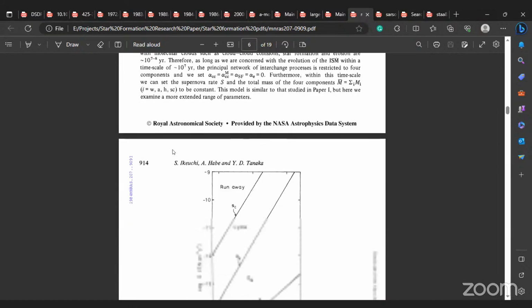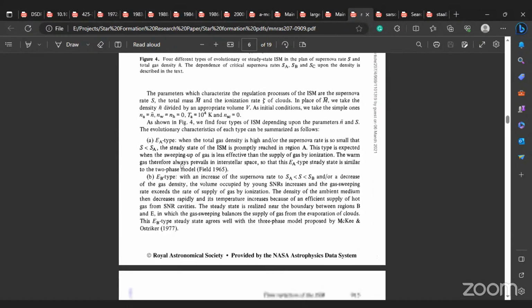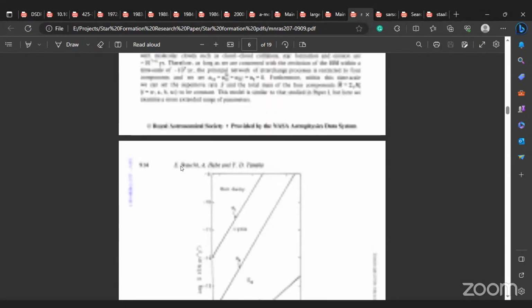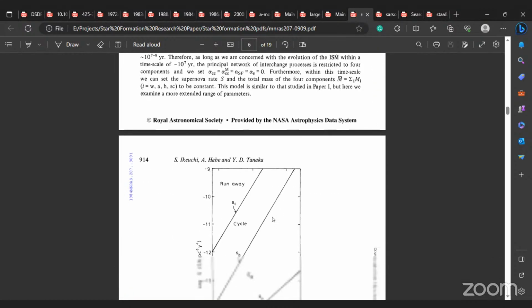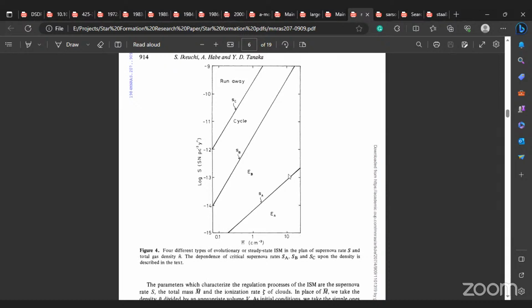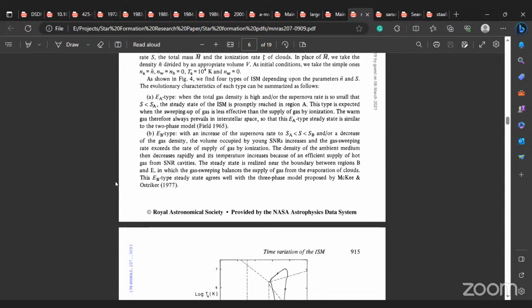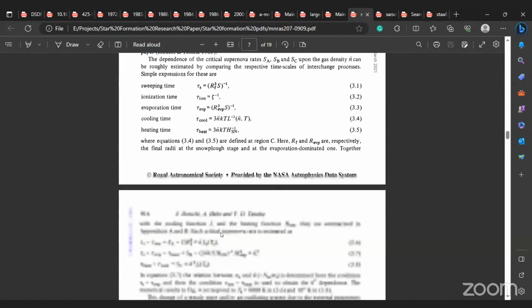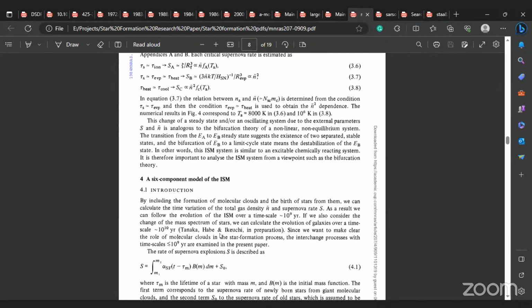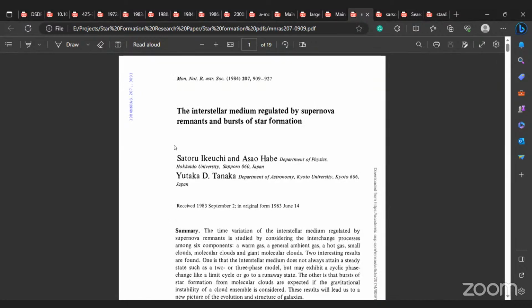And after that, after explaining it, it is giving a four-component system. So yeah, here it's just analyzing the equation now. And EGB type with an increase of supernova. So it's just different types of interactions and the processes that are going on here. So yeah, this paper is focused on this. This paper is important, but the other one here.